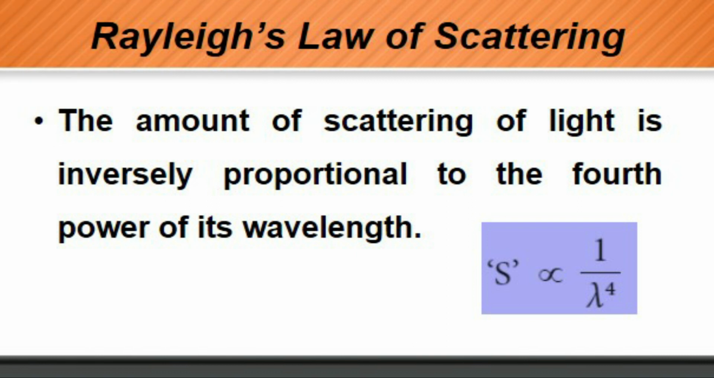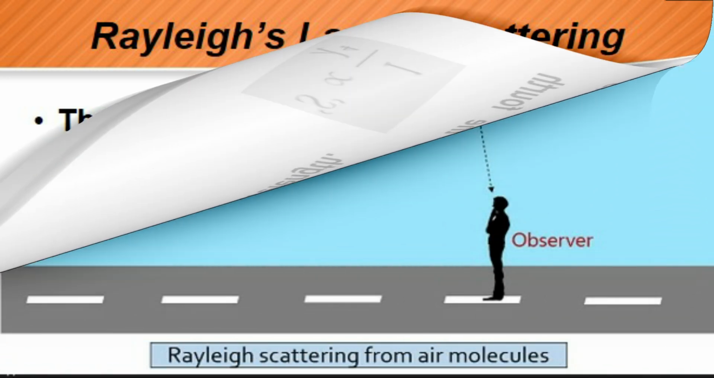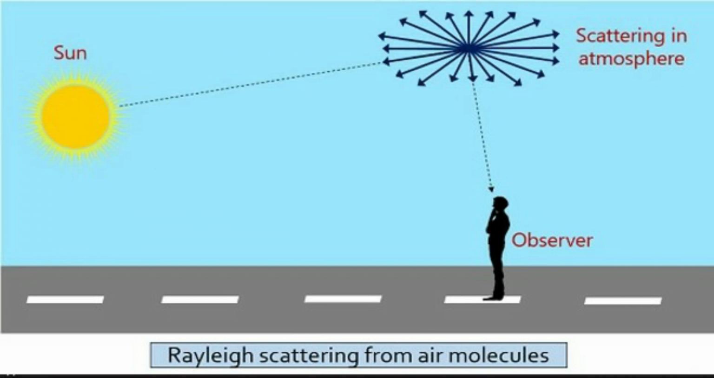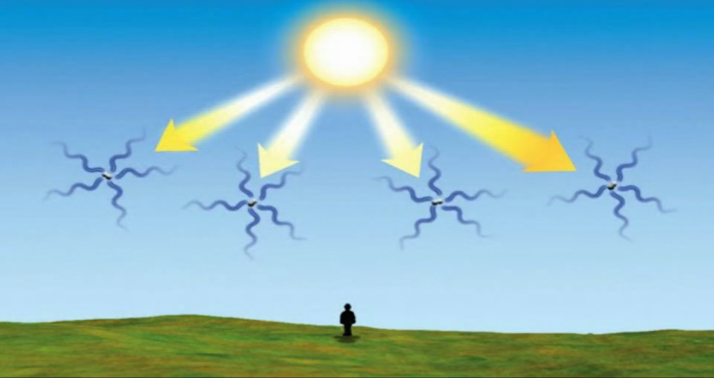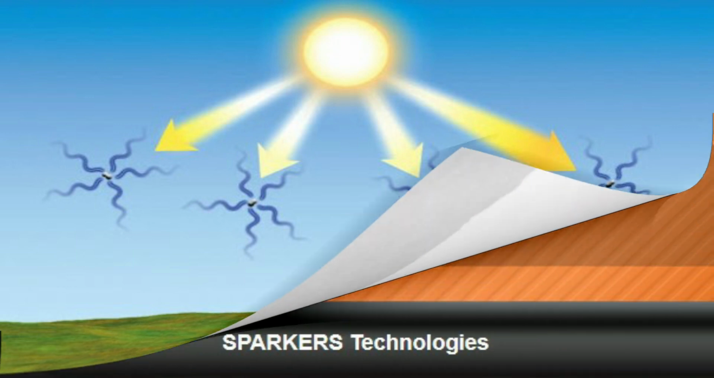Rayleigh's law of scattering. The amount of scattering of light is inversely proportional to the fourth power of its wavelength. The blue color of the sky is caused by the scattering of sunlight by the molecules of the atmosphere. The strong wavelength dependence of Rayleigh scattering enhances the short wavelength, giving us the blue sky.